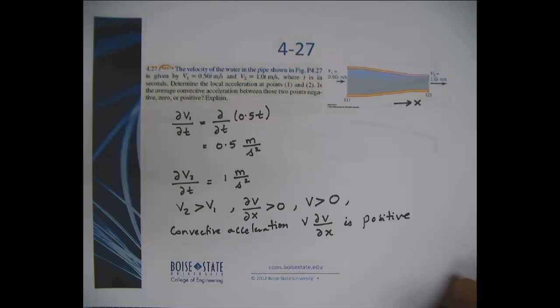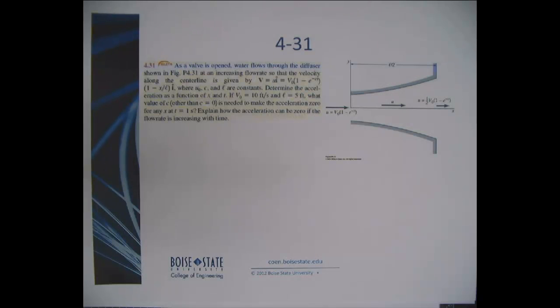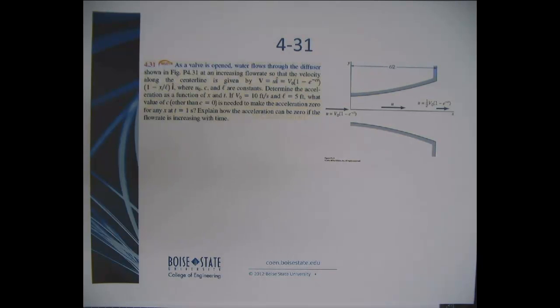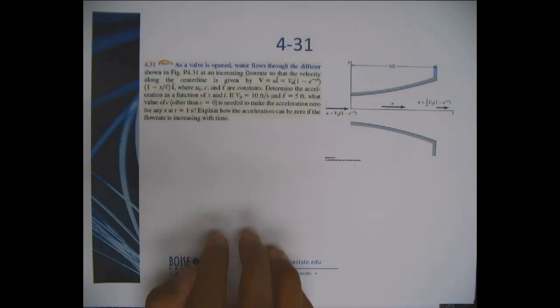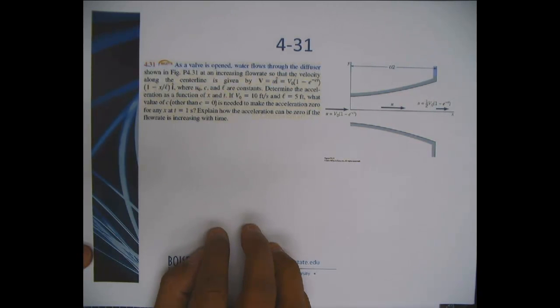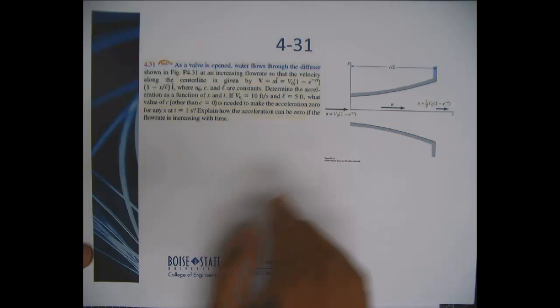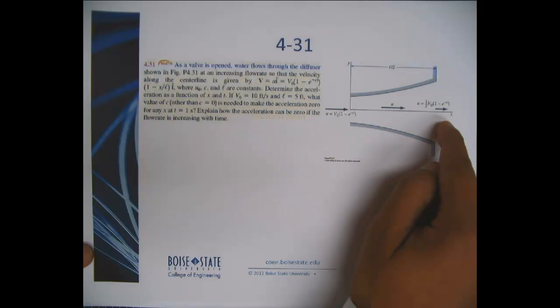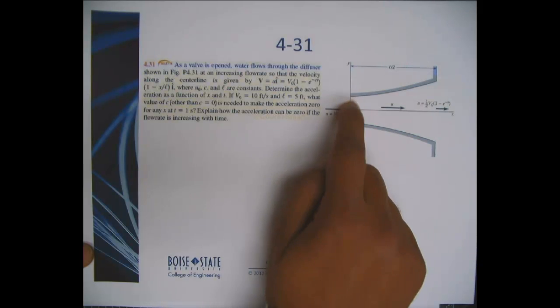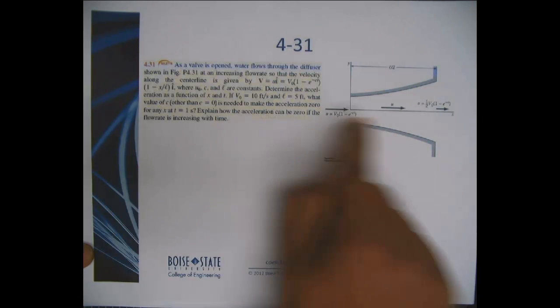Okay, let's look at another problem. As a valve is opened, water flows through this diffuser. So this is another example. We have looked at a nozzle before. Now this is a diffuser where the velocity reduces as it flows through here because of the larger area compared to this smaller area for the same flow.